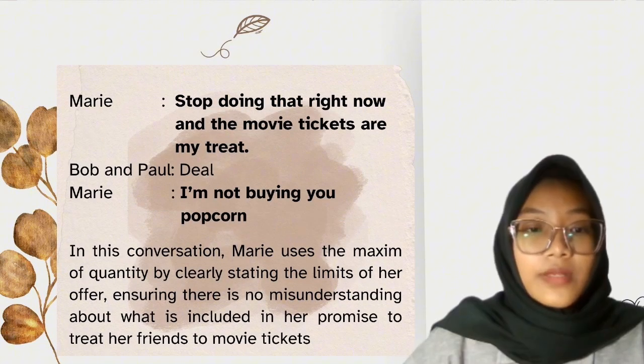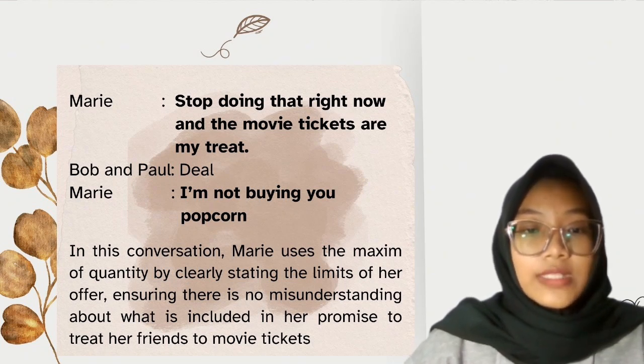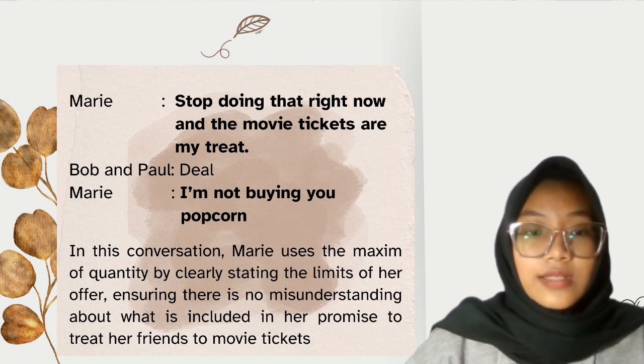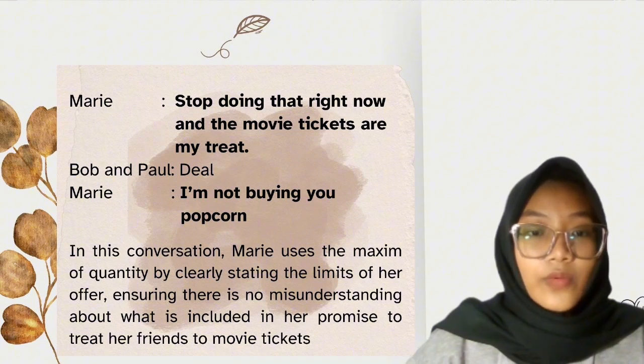And then Mary: "Stop doing that right now. And the movie tickets are my treat." Bob and Paul: "Deal." Mary: "I'm not buying you popcorn." It means in this conversation, Mary used the maxim of quantity by stating the limits of her offer, ensuring there is no misunderstanding about what is included in her promise to treat her friends to movie tickets.